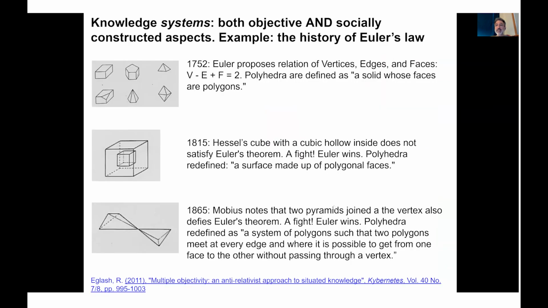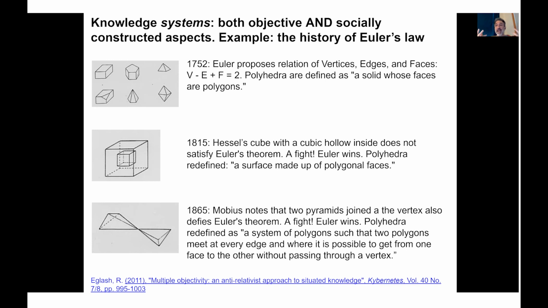Now, when we talk about systems of knowledge, like computing or mathematics, those two things come together. I'm going to give you a little example here from the history of geometry. In 1752, the German mathematician Euler is looking at polyhedra, these geometric solids, and he notices that if you take the number of vertices minus edges plus faces, it always equals 2.